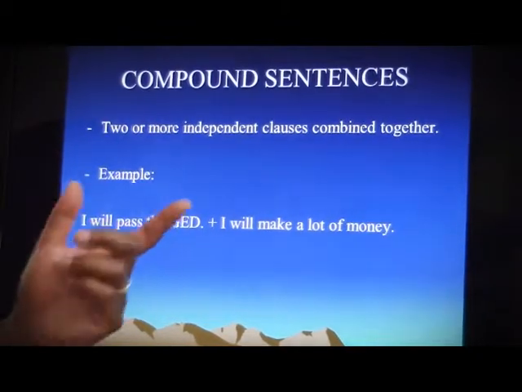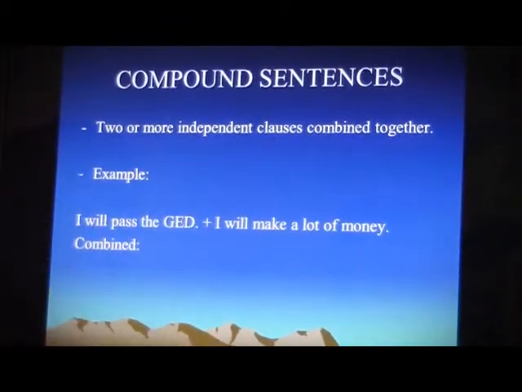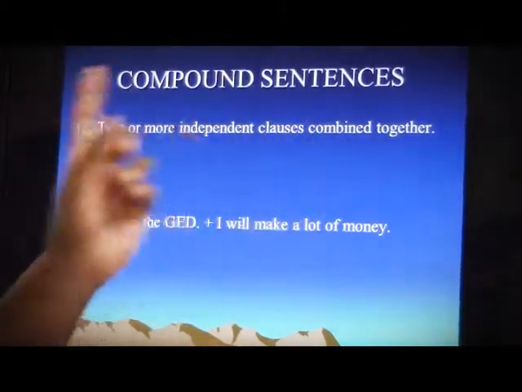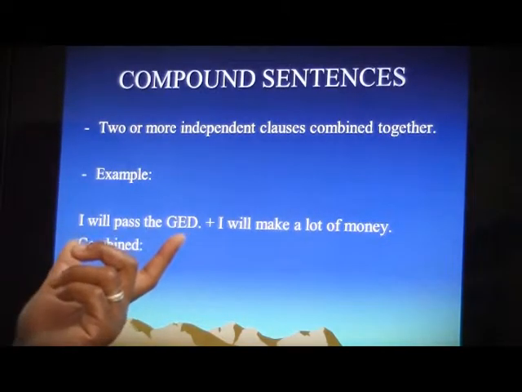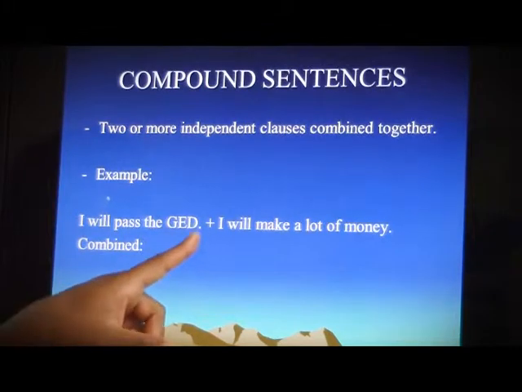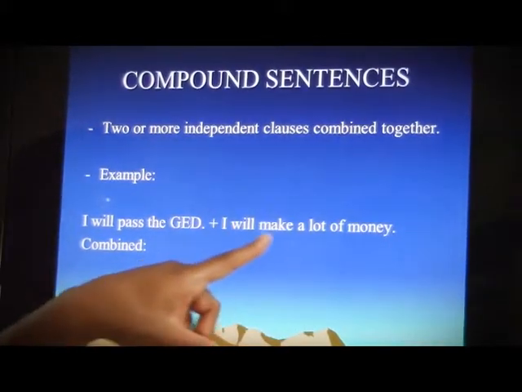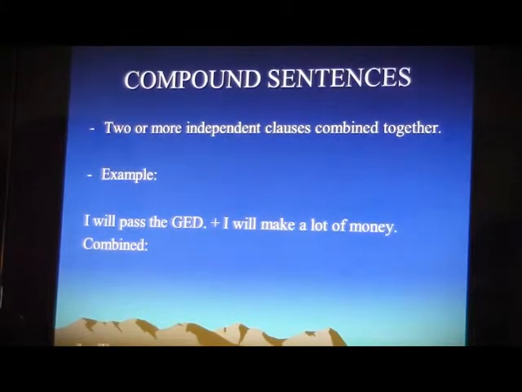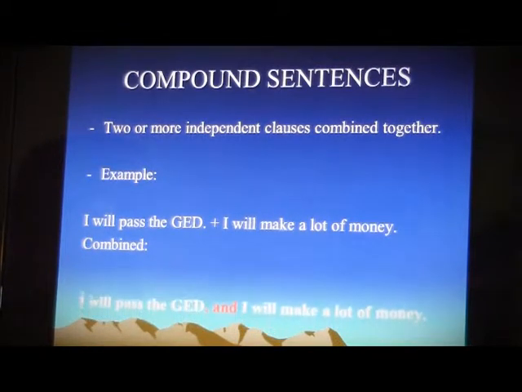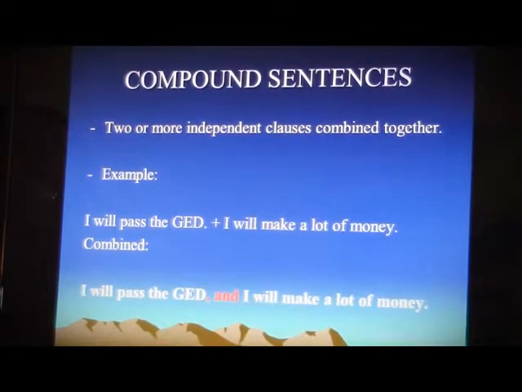What's important about independent clauses is you can put independent clauses together. Two or more independent clauses combined together is called a compound sentence. Here's an example. I will pass the GED, which is the first sentence we looked at, plus this sentence, I will make a whole lot of money. If you combine those two sentences, you'll get this: I will pass the GED, and I will make a whole lot of money. The and is a conjunction, which means you bring two things together, and you have to put a comma there because it's a little pause.